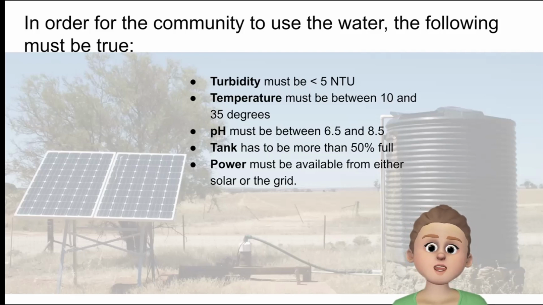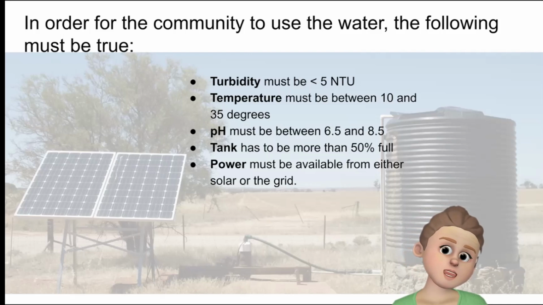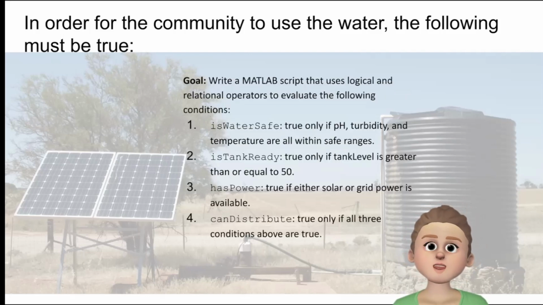In addition, we only want to allow community members to take water from the tank if the tank is more than 50% full. And there has to be power available. And that power availability has to be from either solar power or the grid. So the goal here is to write a MATLAB script that uses logical and relational operators to evaluate the following.